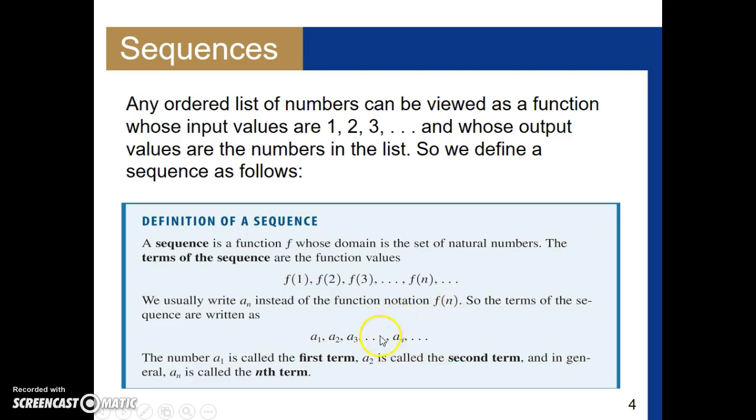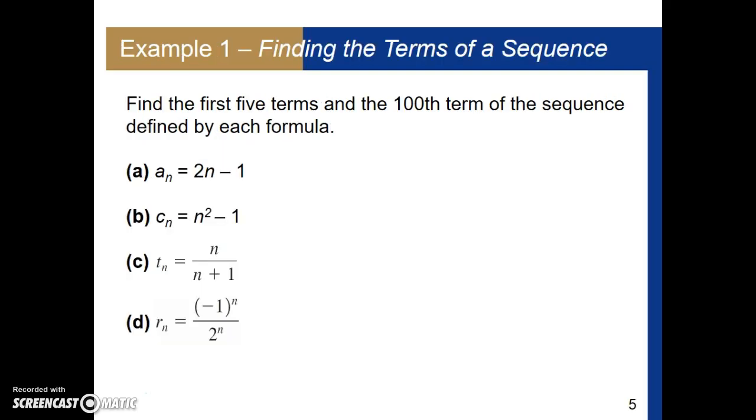The nth term is also very important because the nth term is what we use to define the formula. So if they'll give us the nth term or we can determine the nth term, we could generate every single number in that sequence just from the nth term alone. So here we're going to attempt to find the first 5 terms and the 100th term for all of these sequences. Let's look at A.